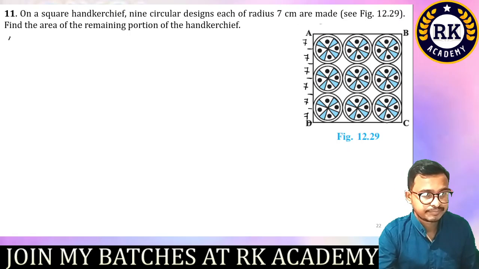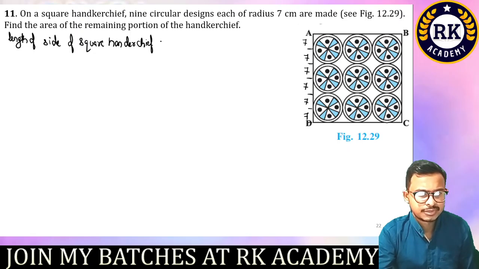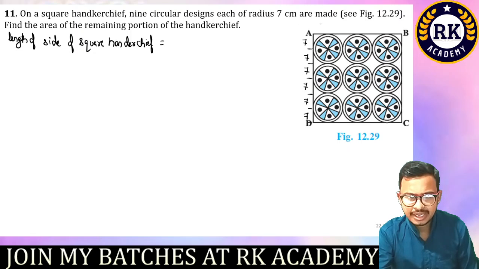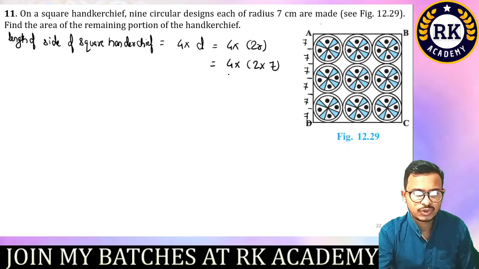So you can say the length of the side of the square handkerchief will be how many times? One diameter, two diameters, four diameters. So it will be 4 times d. Now what is your diameter? It will be 2 into r. So just substitute 4 into radius, which is 7. So 7 twos are 14.